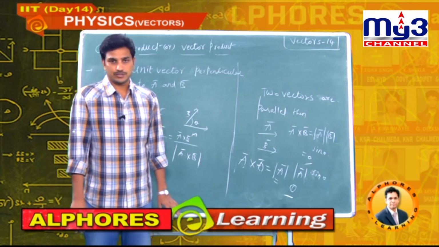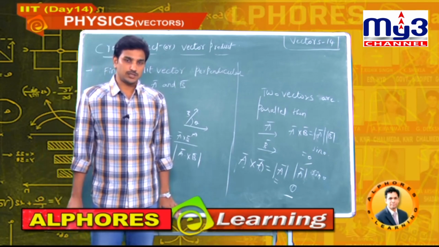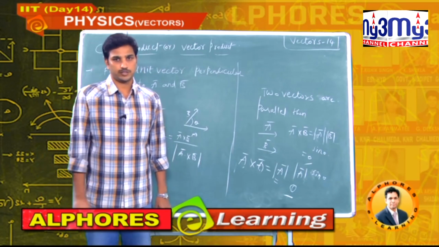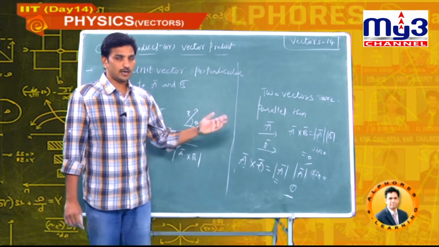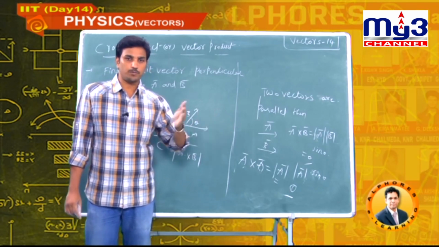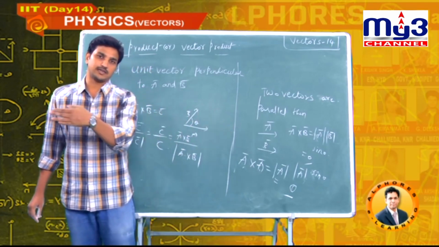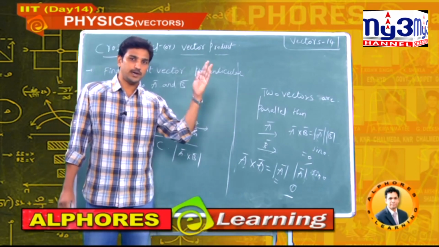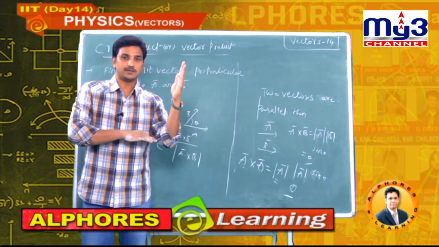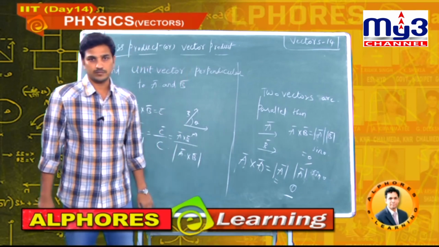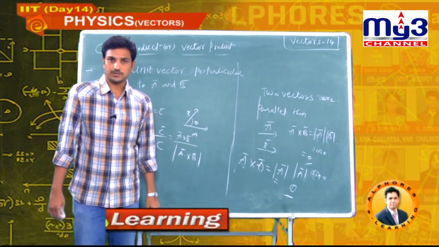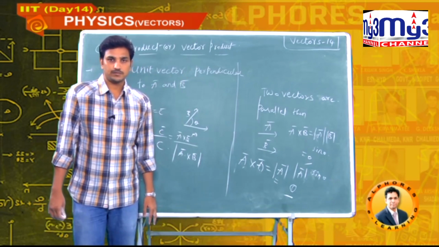Today we have discussed the cross product. What is the meaning of cross product? One vector's component acting along the second vector, that multiplication is the scalar product. The vector component perpendicular to the second vector, the product of these two is the cross product. We will use this cross product majorly in two topics in physics: rotational mechanics in first year and electrodynamics in second year.